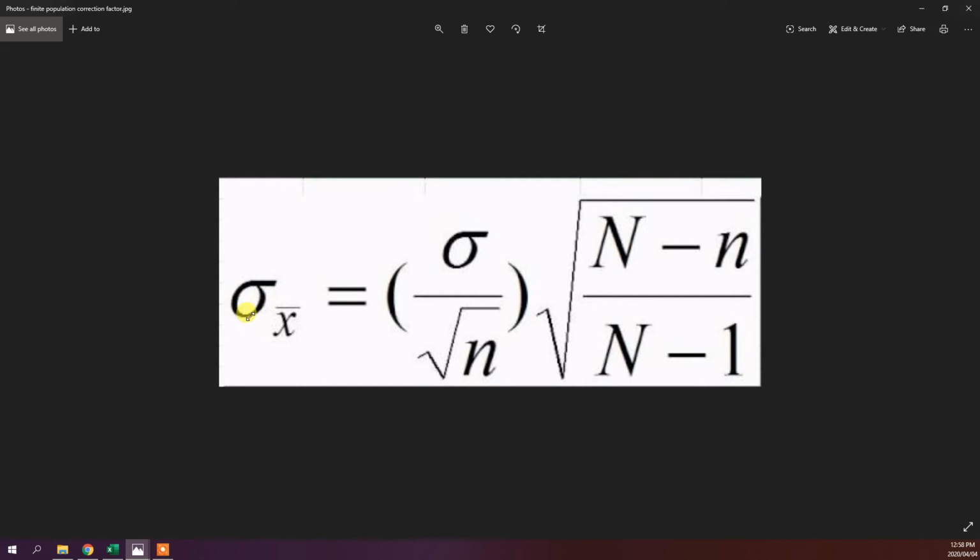So the standard error is then this. Instead of just the standard deviation divided by the square root of the sample size, the standard error, if you take into account the finite population, is the standard deviation divided by the square root of the sample size, multiplied by the square root of the population size minus the sample size over the population size minus 1.